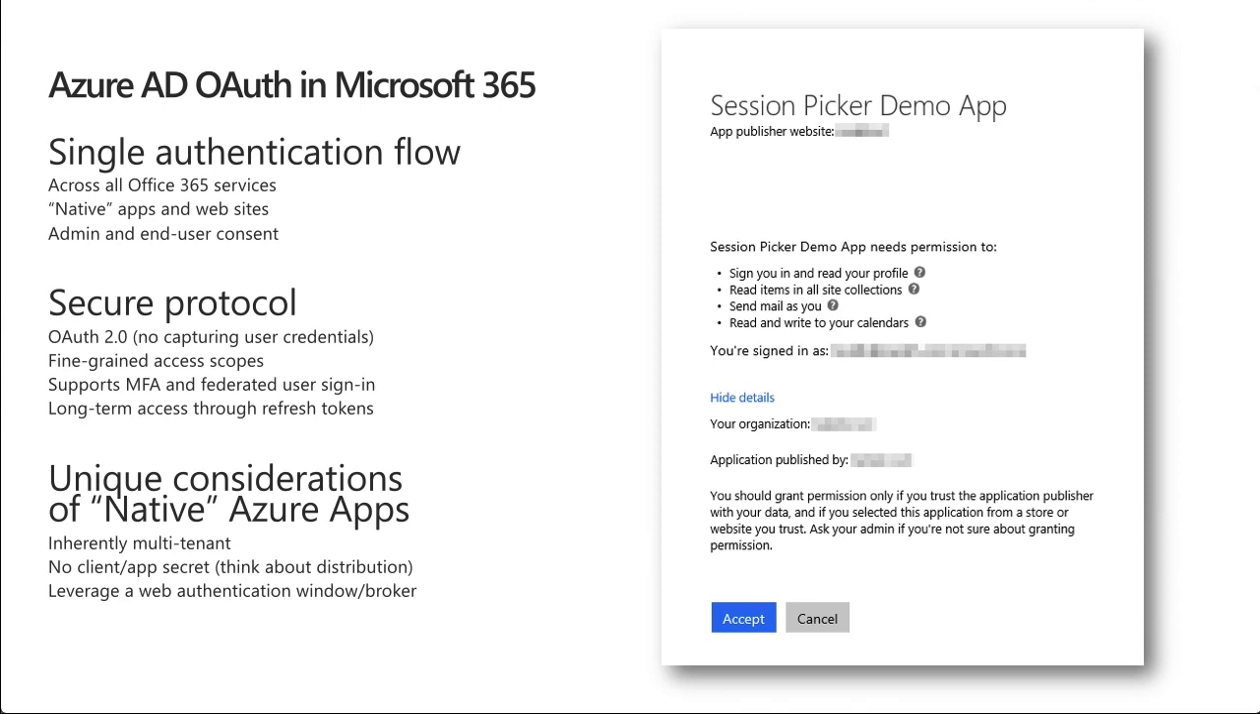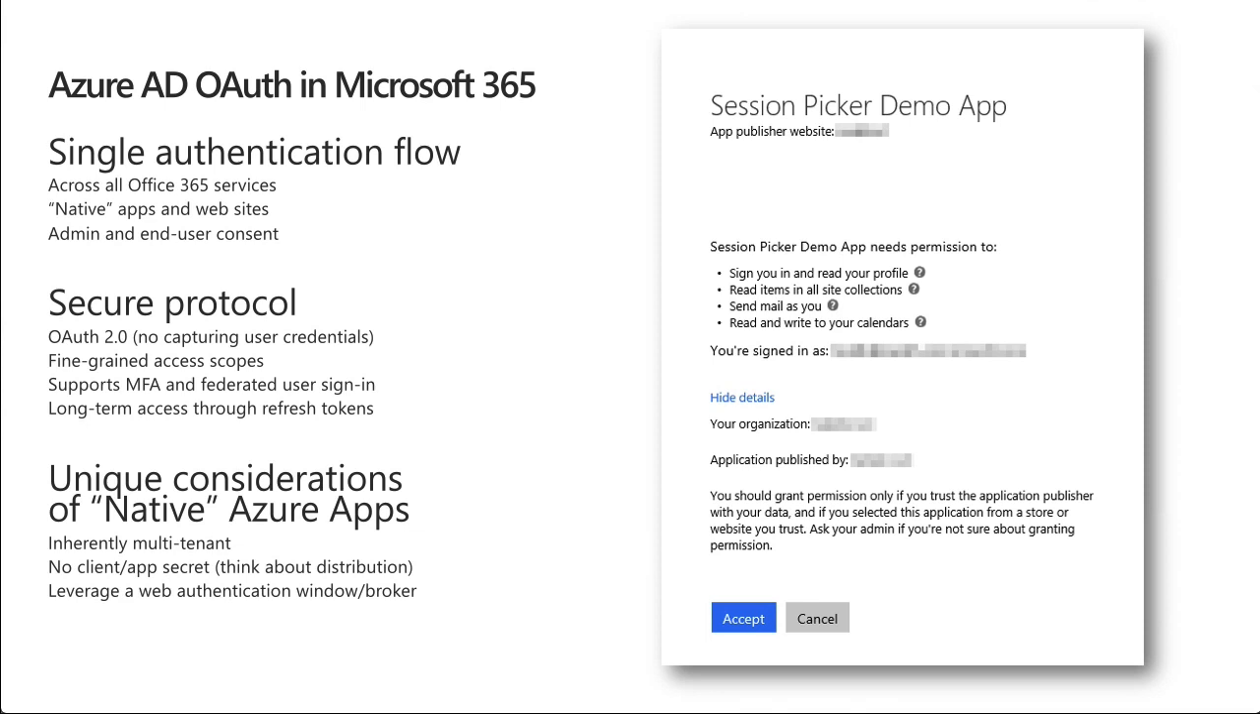Azure AD OAuth is also a very secure protocol, and I talked about this in the last section. But the big thing to take note of is that the OAuth 2 protocol does not encourage the application to collect user credentials to be able to log into some other service like the Microsoft Graph or Azure AD.